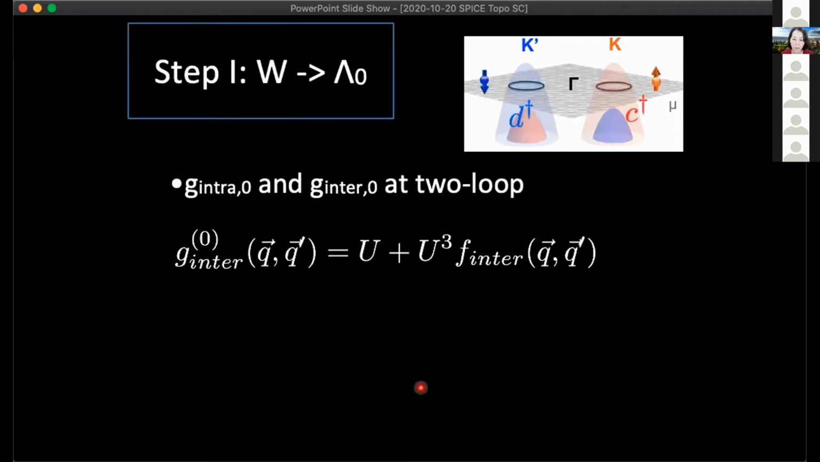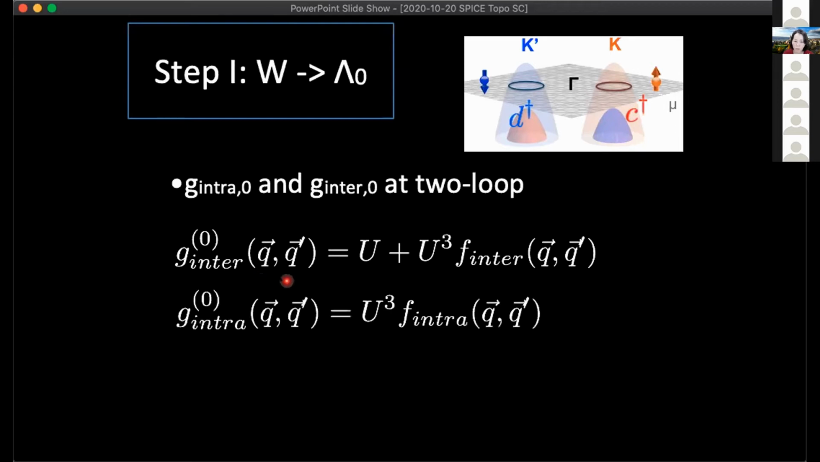In this stage of going from the highest energy scale to this intermediate energy scale, you're perturbatively deriving how these effective interactions are given in terms of microscopic scales. The microscopic parameters that we have are U and the band kinetic energy. So this U enters the effective interaction in this form. For the inter-valley interaction, these are the two terms. You have to go to two-loop. And for the intra-valley interaction, there's only the two-loop term.